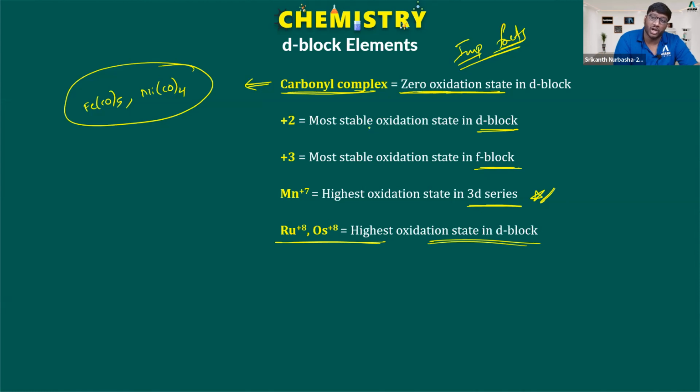Most common and most stable oxidation state of D block is plus 2. Most stable and most common oxidation state of F block is plus 3. In the carbonyl complexes like FeCO5, NiCO4, in those carbonyl complexes, D block element will have oxidation state of 0. The oxidation state of D block element in the carbonyl is 0, right?